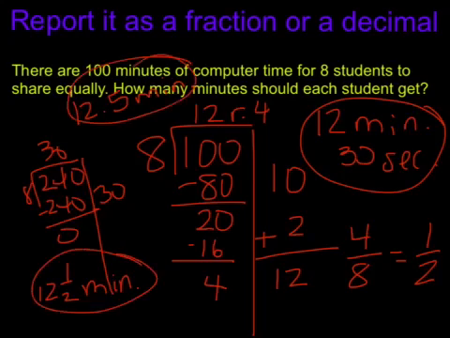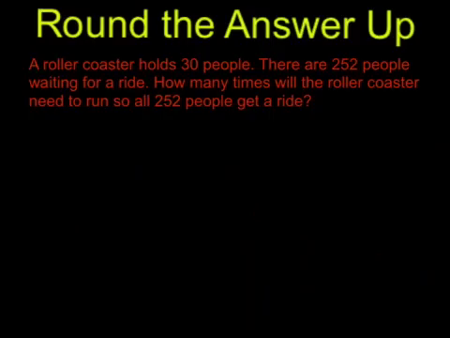All three of these would be accepted as correct. It really just depends on your comfort level as far as changing minutes to seconds or dividing out that remainder so that it's split up evenly between all of these students. The third and final way to interpret a remainder is to round the answer up. So let's look at the following problem to see how this might work.